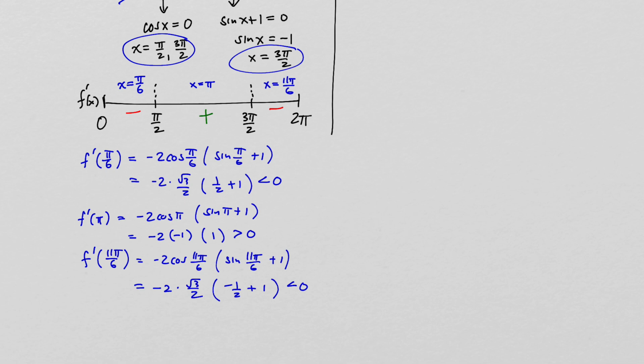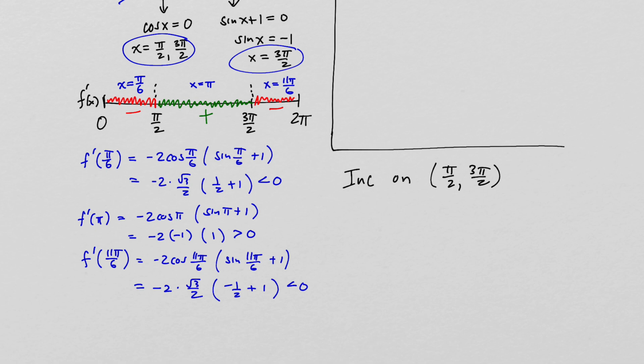So what do we know? Well, we now know that the function f of x is increasing on the interval from pi over 2 to 3 pi over 2, right? Because it's increasing when the derivative is positive, which is in here. And then it is decreasing on the other two intervals, this interval here and this interval here. So we'll say it is decreasing on the interval from 0 to pi over 2, union, right, also 3 pi over 2 to 2 pi.